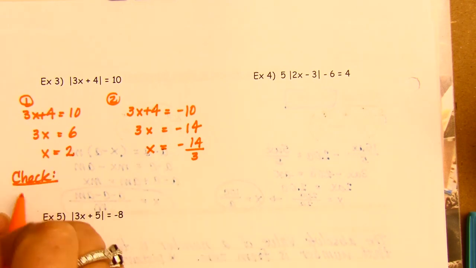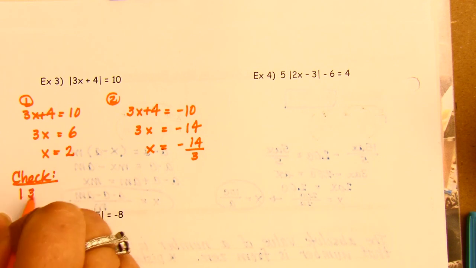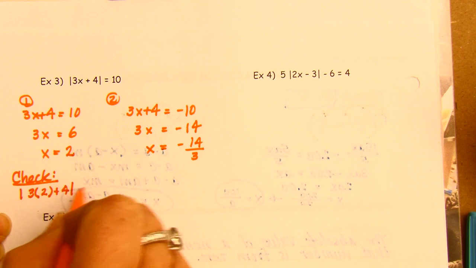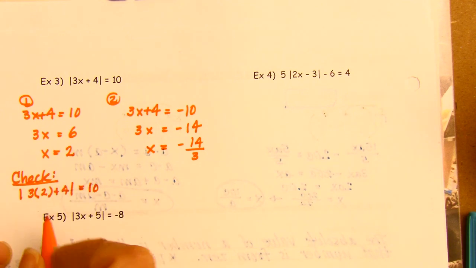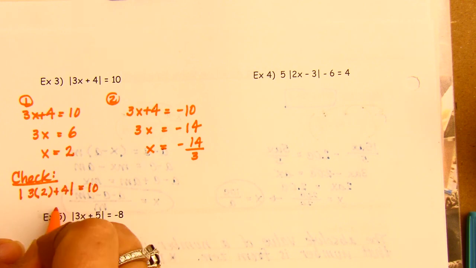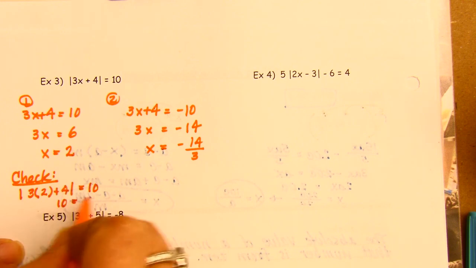I've got absolute value of 3. There's my x. 2 plus 4. Does that equal 10? The second check, I'll check it underneath here. 6 and 4 is 10. Absolute value of 10 is 10. That works.